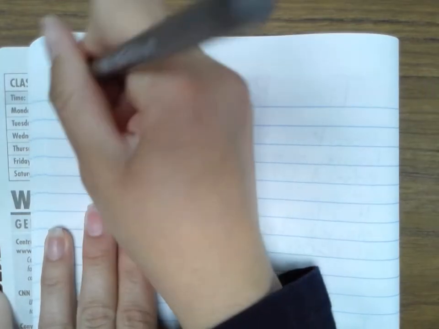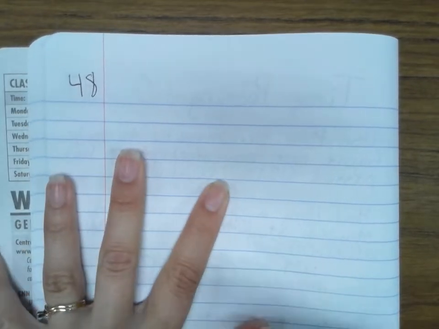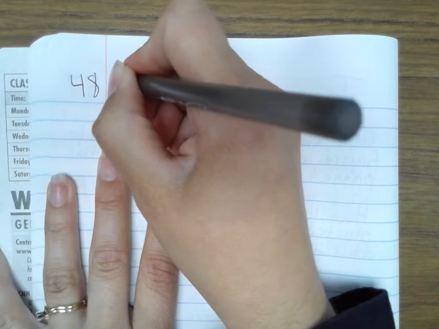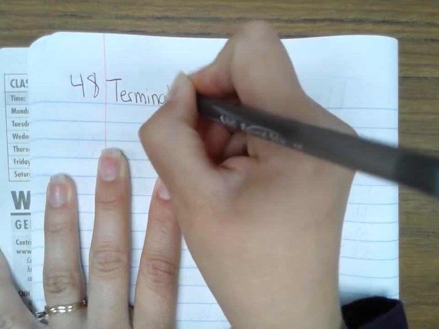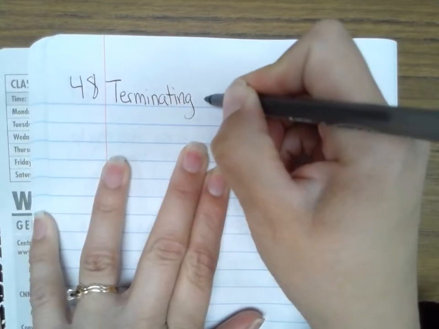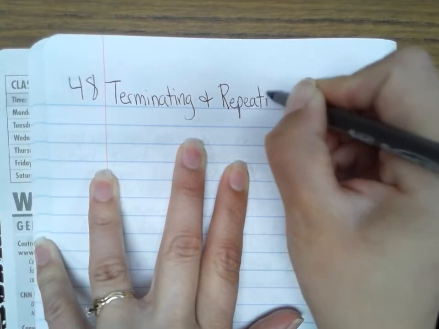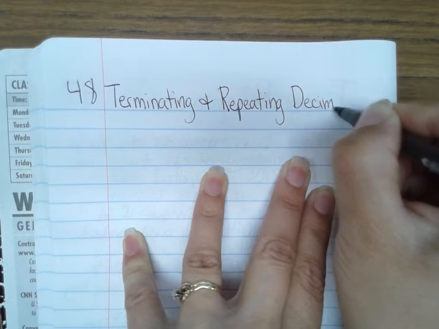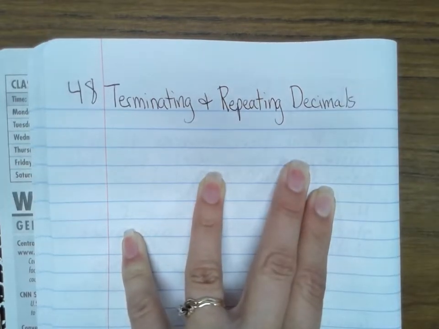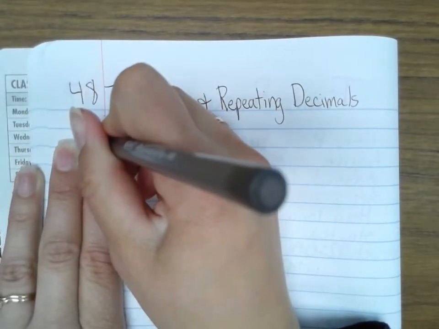This is page 48 in your math journal. We're going to call this one terminating and repeating decimals. All right, when we have a terminating decimal, actually we're going to skip one line, we're going to write a couple of definitions first.